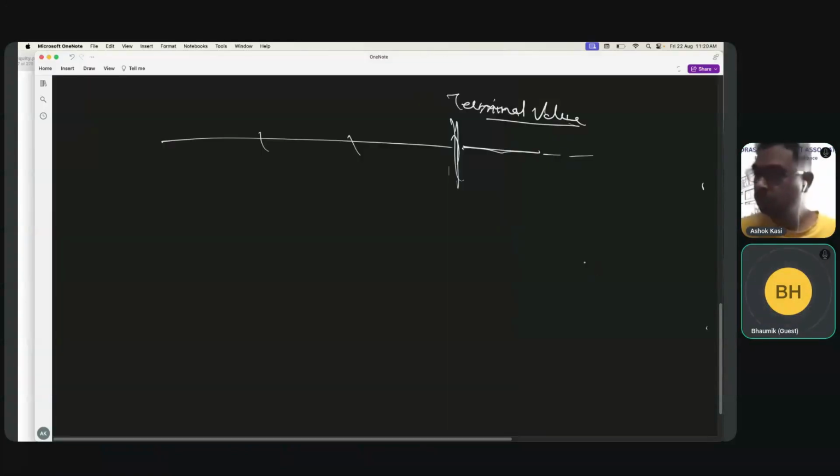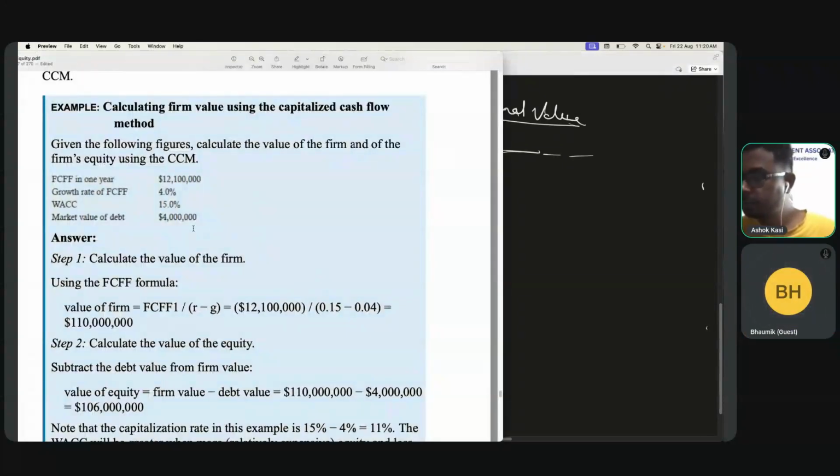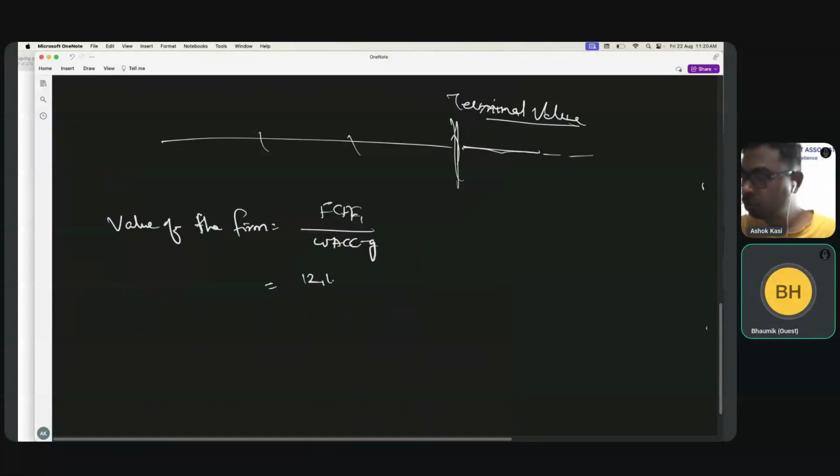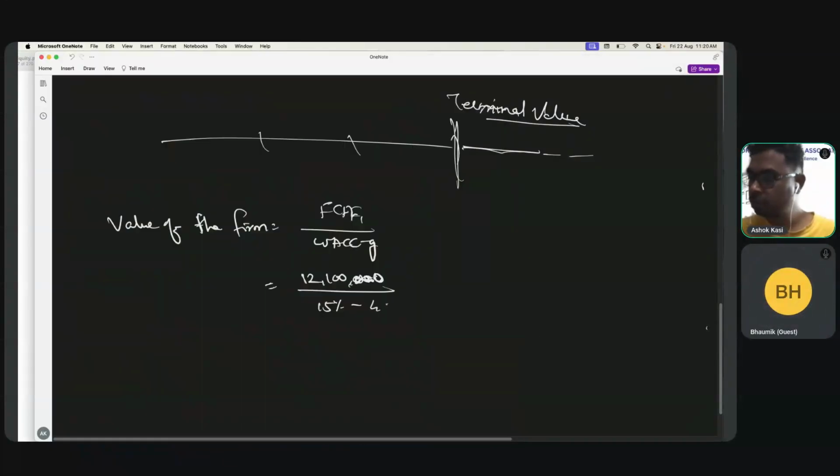In this, sir, the market value of debt is given. Value of the firm: FCFF 12,000,000 divided by WACC minus G. WACC is 15% minus G. Growth is 4%. Sir, just calculate this.